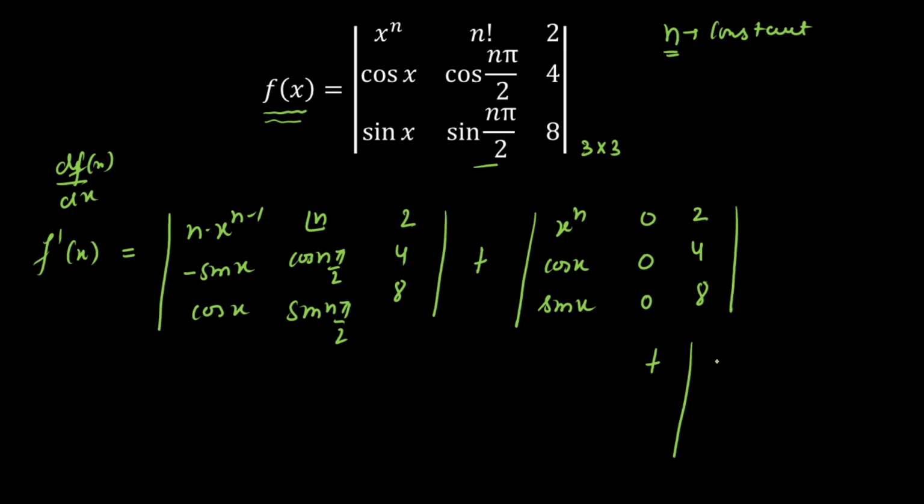Now one more determinant will come, that means differentiation of column 3, and column 1 and column 2 will remain intact, that is x to the power of n, cos of x, sin of x, n factorial, cos of n pi by 2 and sin of n pi by 2. Now column 3 consists of constants, that is 2, 4 and 8. Now differentiation of the constants 2, 4 and 8 with respect to x will be 0, 0, 0.